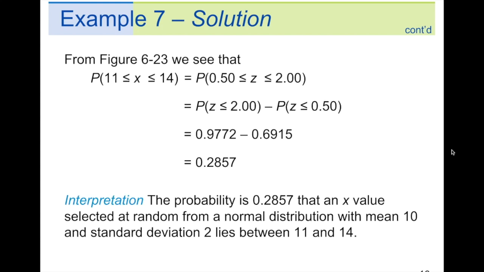From that figure, we see that the probability that x is between 11 and 14 is the probability that z is between 0.5 and 2. So we do the probability that z is to the left of 2 minus the probability that z is to the left of 0.5, which on the table gives us 0.9772 minus 0.6915, which gives us 0.2857. The probability is 0.2857 that an x value selected at random from a normal distribution with mean 10 and standard deviation 2 lies between 11 and 14.